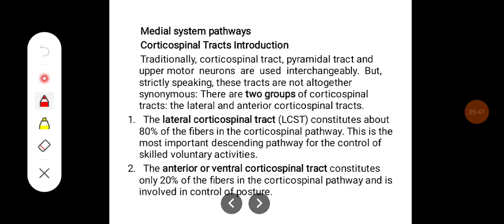Some of the medial system pathways, like the corticospinal tract. Traditionally, corticospinal tract, pyramidal tract, and upper motor neurons are used interchangeably, but strictly speaking, these terms are not altogether synonymous. There are two groups of corticospinal tract, lateral and anterior corticospinal tracts.